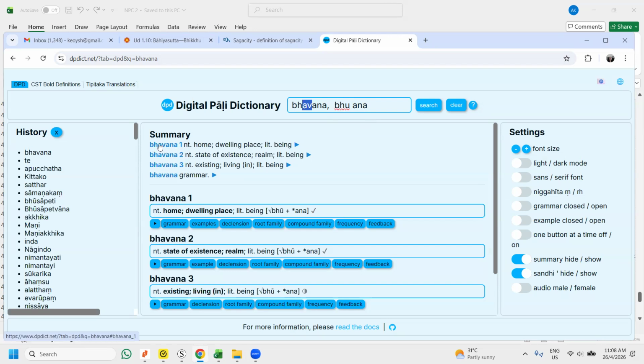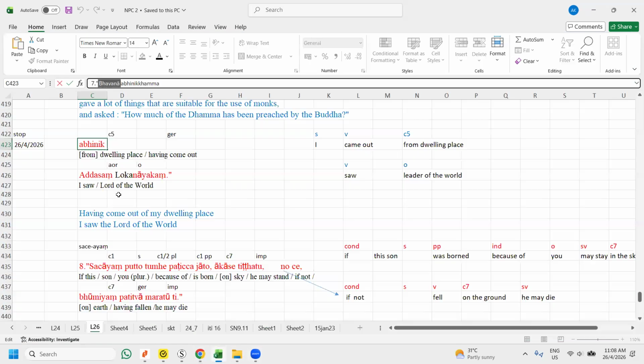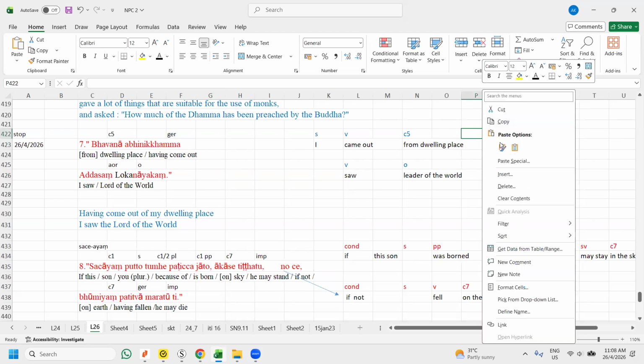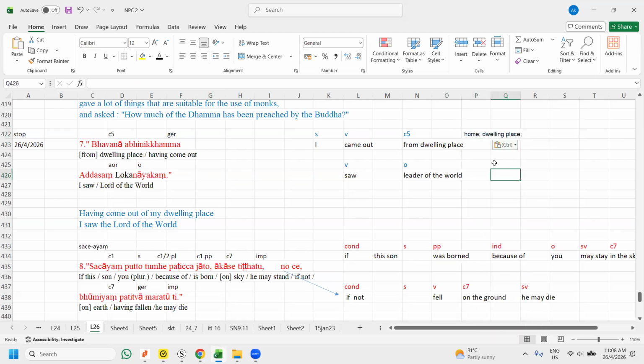If you look here, it has a couple of meanings. It says home, a dwelling place, or state of existence, or a brand. In this case, it's a neuter noun. So we take one of these. So this Bhavana, I put it here. So here is Bhavana.